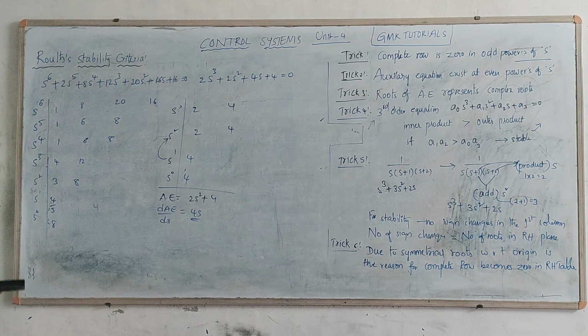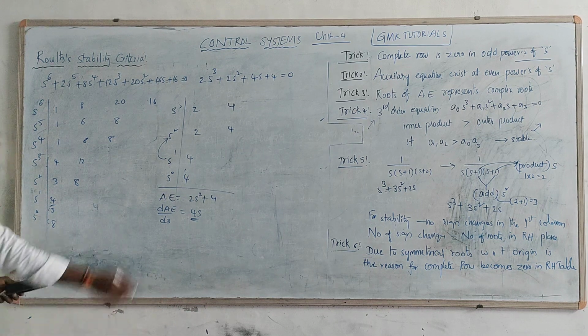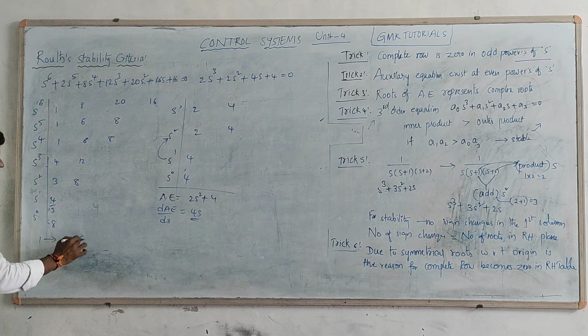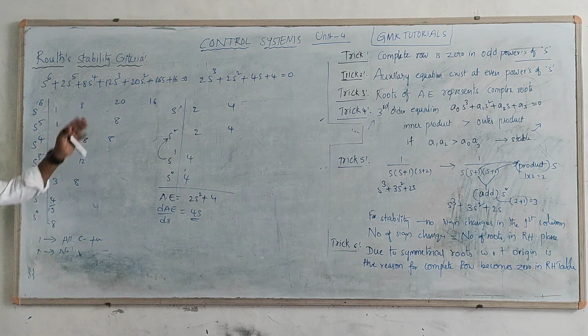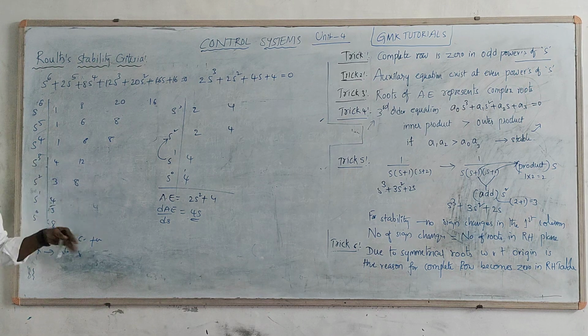No sign changes means that all poles are located in the left half of the j omega plane. At the same time, this is the second criteria. The first criteria is that all coefficients are positive. At the same time, no sign changes. So this is also valid. Therefore, our system is a stable system. This is the pattern for finding the RH problem.